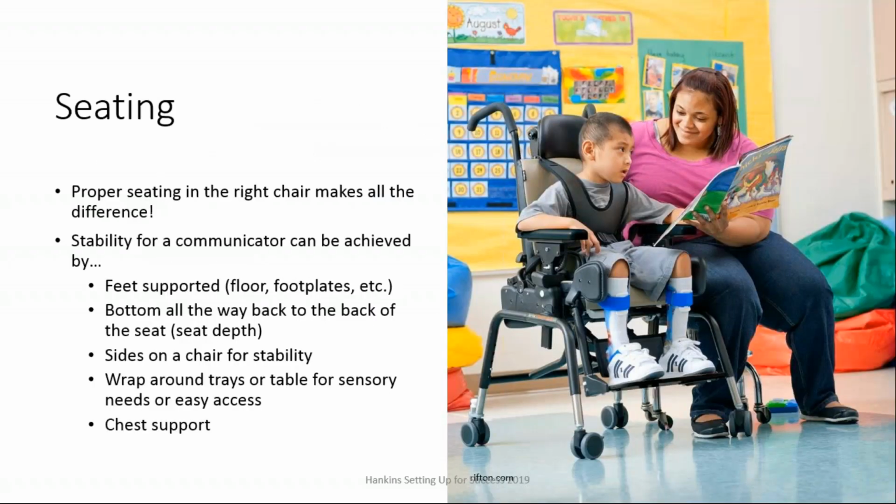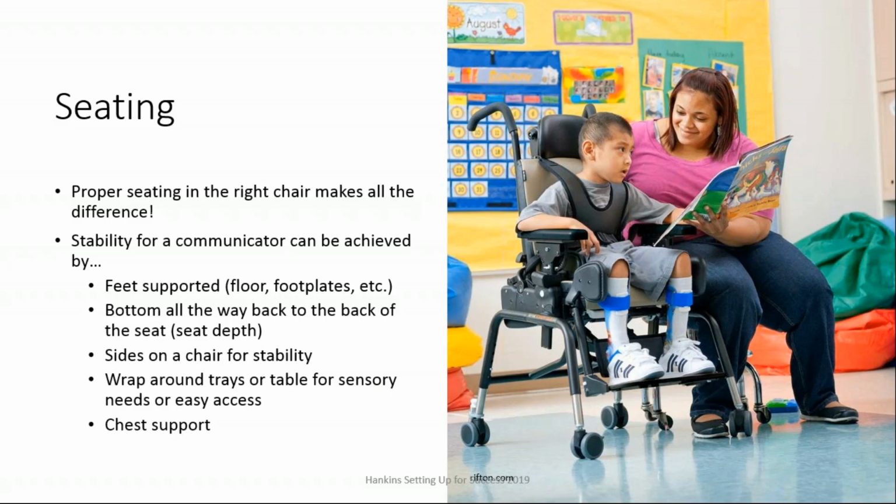So this is a picture from Rifton, because they like to sell really amazing chairs. And it's credited down at the bottom, but proper seating in the right chair makes the whole difference in good access. Stability for the communicator: his feet are supported underneath. He's sitting at a 90 degree angle, so his bottom's all the way in the back of the chair. It has an accurate seat depth. His knees are supported. He's got good sides on his chair to give him stability.